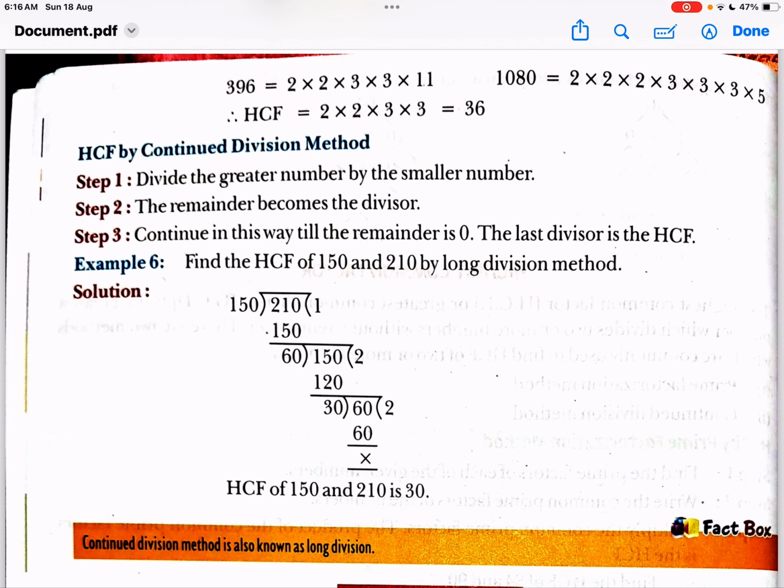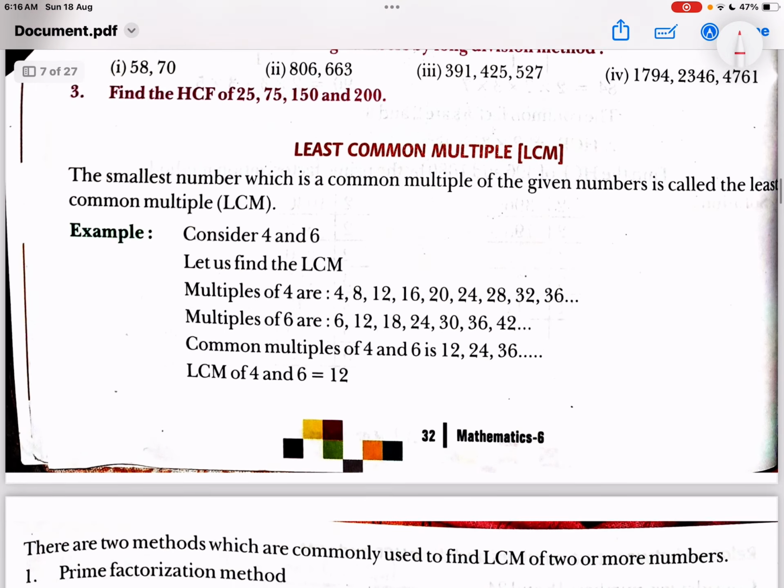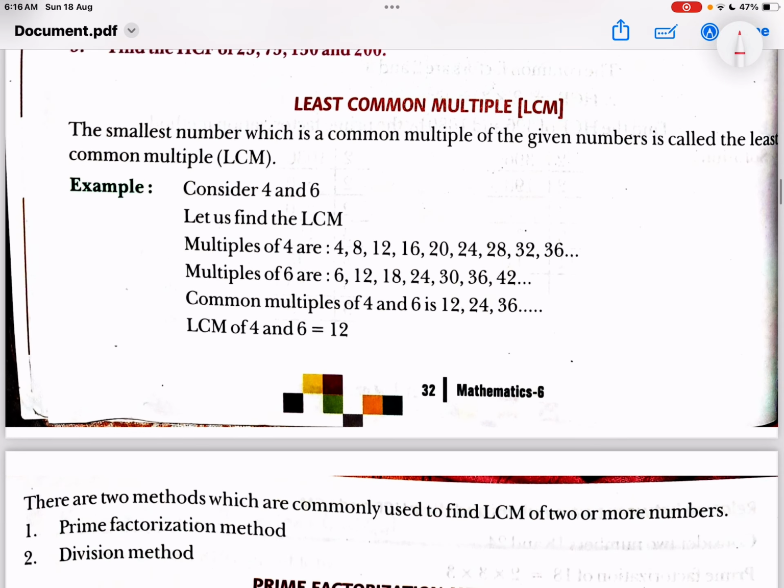This class is for the standard 6 student, and yet we have completed the HCF, and the next topic is LCM. HCF was the highest common factor, and LCM is lowest common multiple, least common multiple. The number here used is least common multiple.